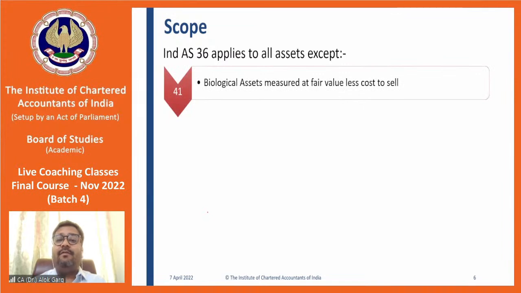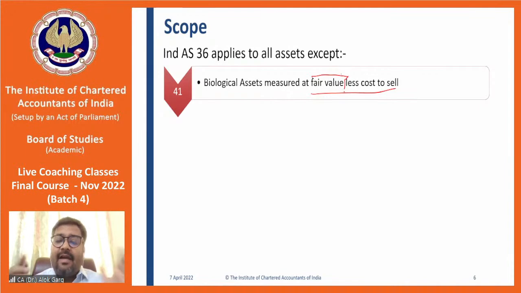Biological asset measured at fair value less cost to sell. So guys, in Ind AS 41, we have read that biological asset has to be measured at fair value less cost to sell. And if you are measuring anything at fair value, it is already taking care of your impairment aspect as well. It means, for example, the market value is 10 rupees or 100 rupees.